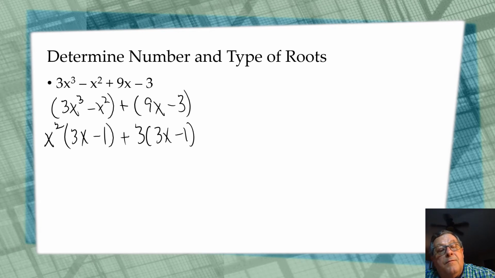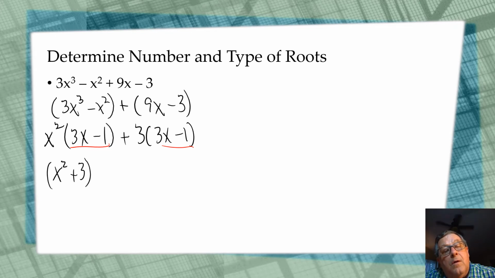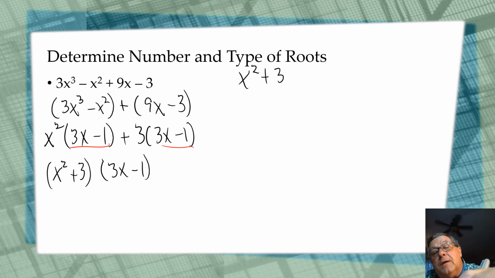And now I got a common factor of 3x minus 1 along with x squared plus 3. So I've got x squared plus 3 as a factor. And then I've got 3x minus 1 as a factor. All right, well, let's set them both equal to 0. So let's see, I got x squared plus 3 equals 0. Subtract 3 from both sides. I got x squared equals negative 3. So that looks imaginary to me.